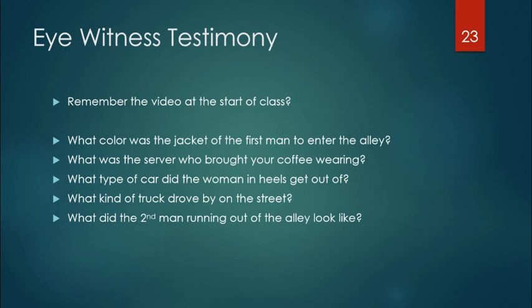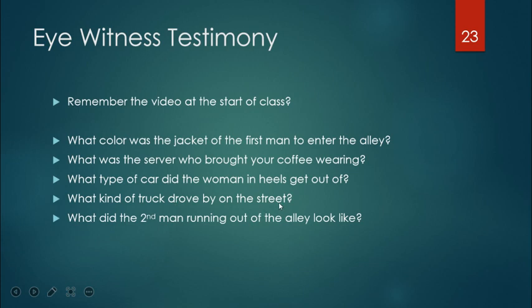I'm sure, just like me, you are struggling to answer any of these questions. I think I could tell you the type of car that the woman in heels got out of. I think it was like a red kind of minivan looking thing. The server, oh, I don't know, maybe an apron. The color of the jacket of the first man to enter the alley, I want to say that was a black jacket. I don't know that for sure though.